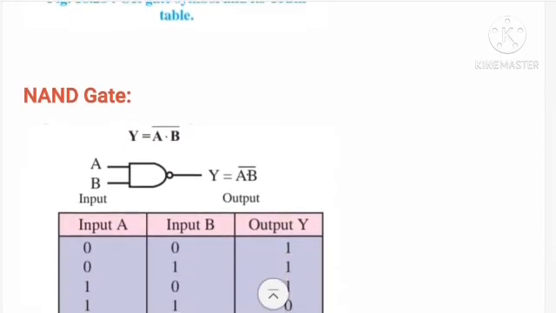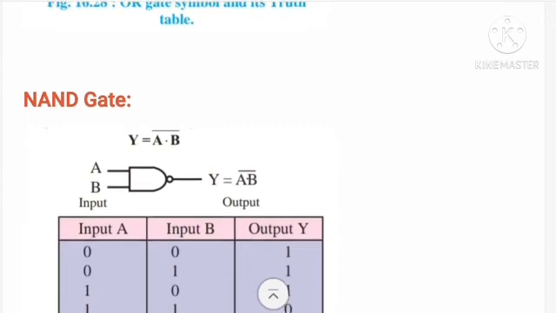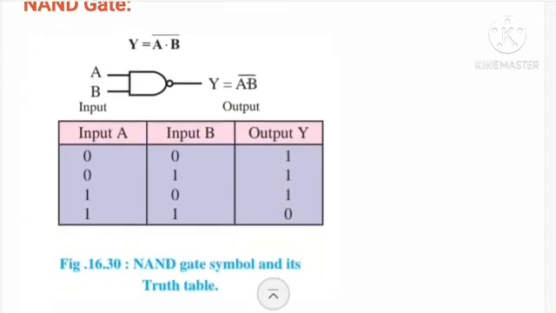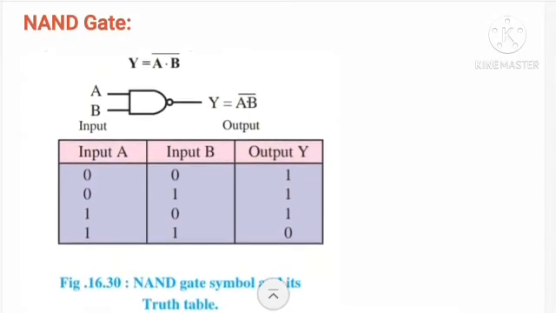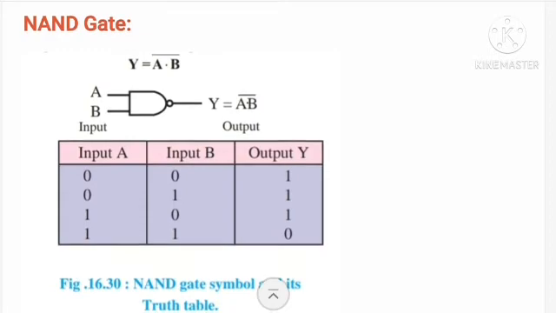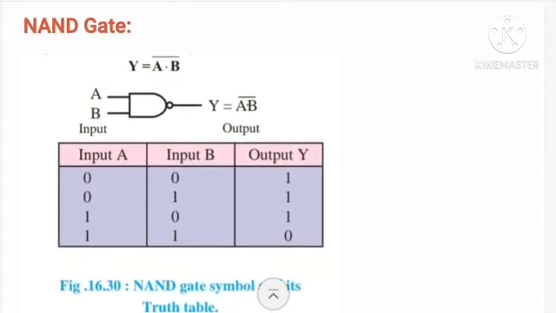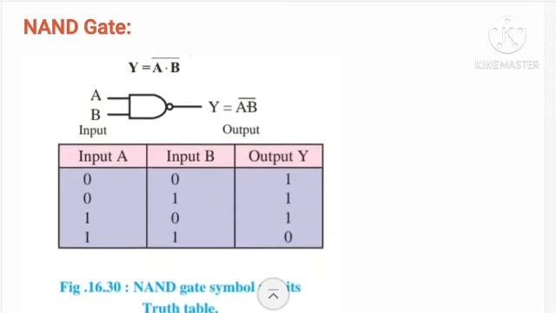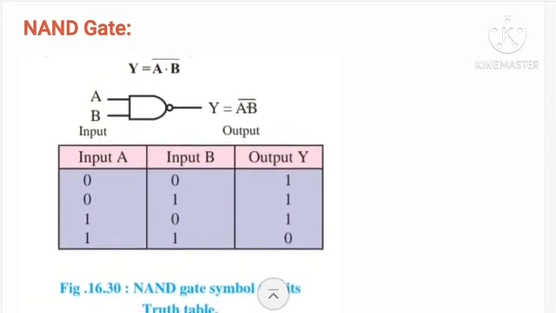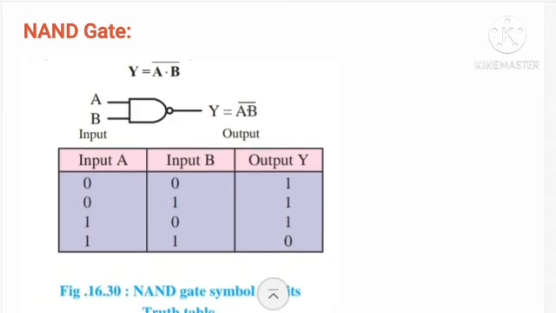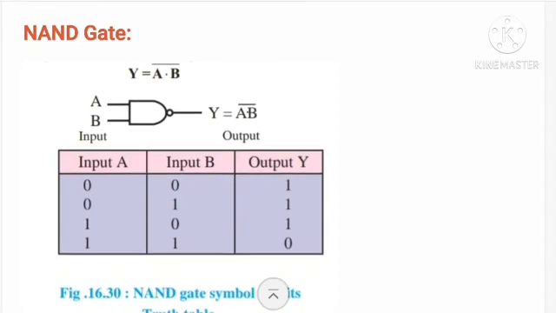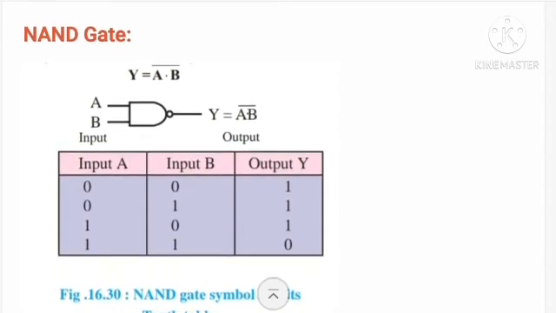After that, the next important gate is the NAND gate. In the case of the NAND gate, it is nothing but the AND gate followed by the NOT gate. So the NAND gate is the combination of the AND gate and the NOT gate. That's why it is called the NAND gate. Its symbol is given in this diagram, and its Boolean expression is y is equal to (a dot b) bar.